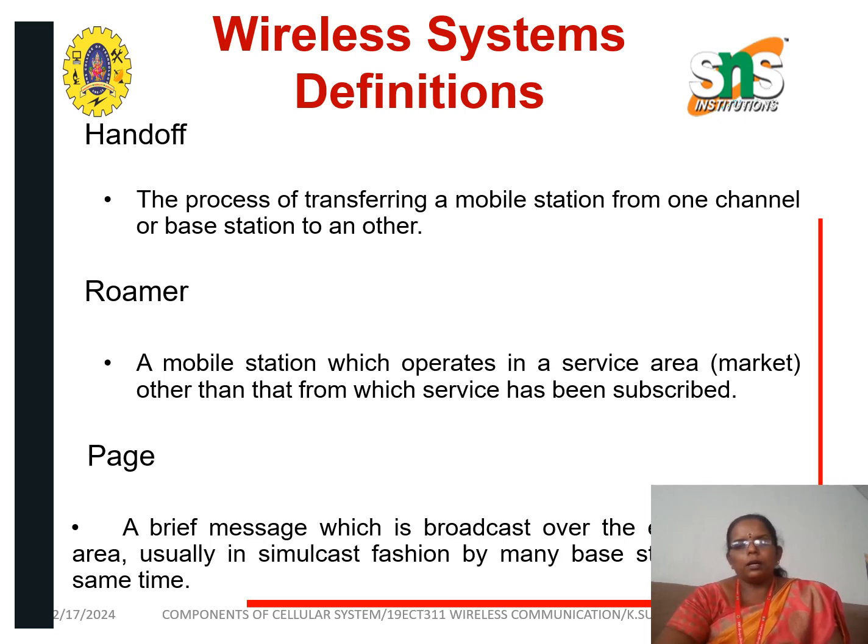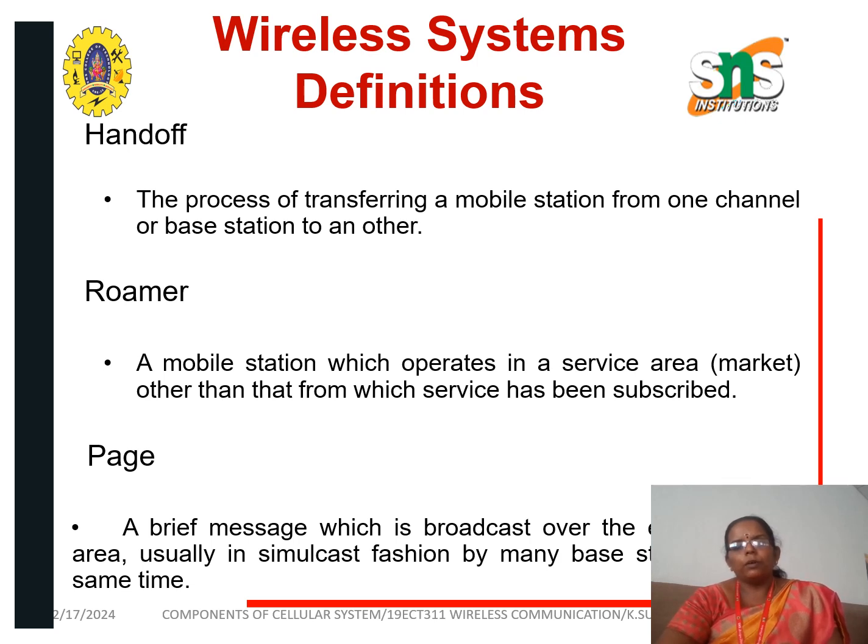The next important parameter in wireless systems is handoff. Handoff is the process of transferring the channels of a user from one base station to another base station during a moving state. Next is the roamer. Roaming is similar to handoff, but when a mobile station operates in its own service area, it is not said to be roaming. When you go to an area where you are not subscribed, you act as a visitor, and you are capable of using roaming services.